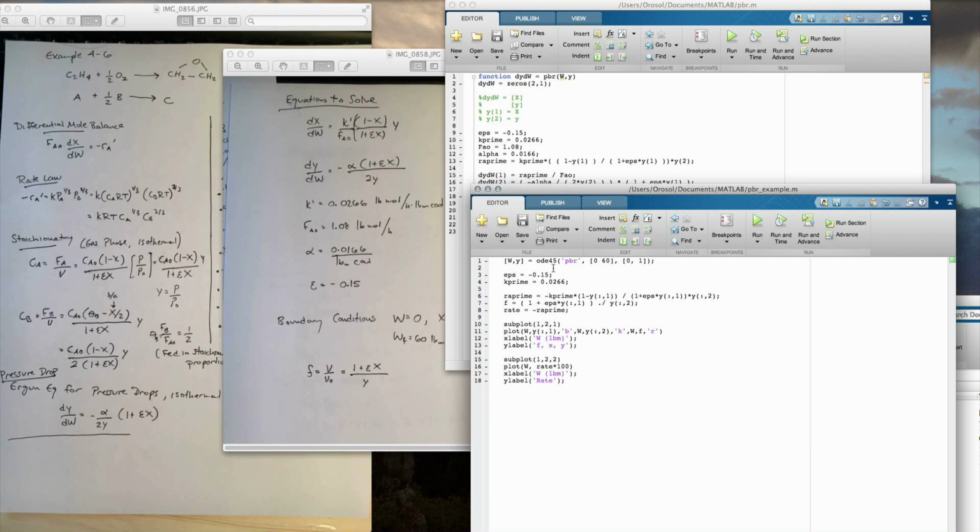Some of the other popular solvers in MATLAB are ODE23, and then there's also dsolve. dsolve actually attempts to solve your problem symbolically, and I haven't used dsolve all that much, so I don't know how well it actually works. And ODE45 is explicit Runge-Kutta. If you know what that is, fine; if not, don't worry about it.